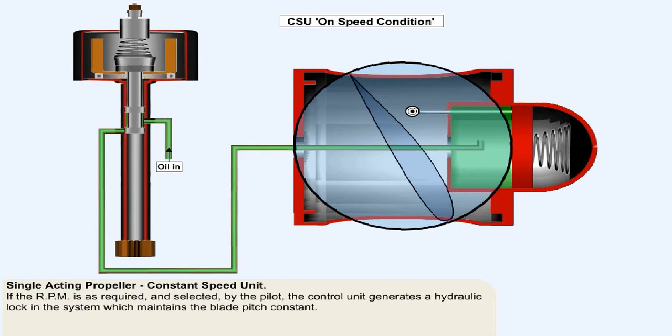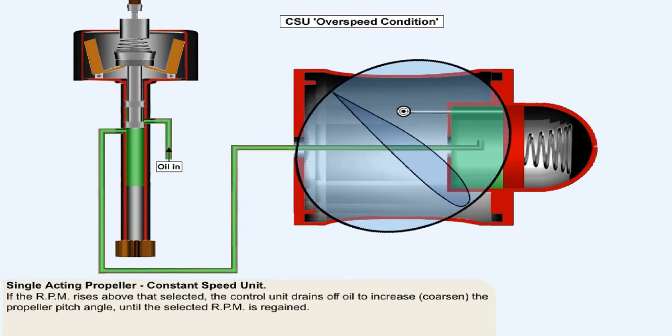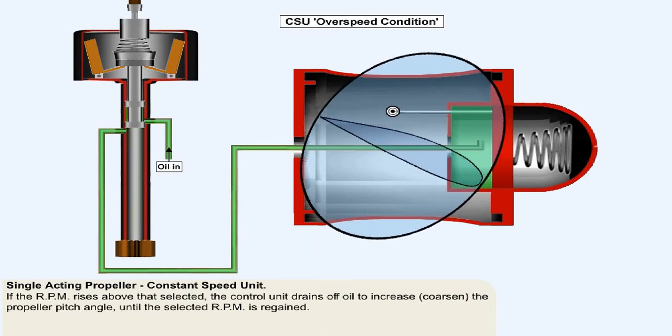If the RPM is as required, in other words the propeller is on speed, then a hydraulic lock is formed in the system, maintaining the blade pitch constant. If the propeller is overspeeding, then the flyweights will be forced outwards by centrifugal force, compressing the speeder spring and allowing the landed valve to move upwards. This will allow oil to drain back into the engine system as the piston is moved under the force of the spring, coarsening the blade pitch, causing an RPM decrease.